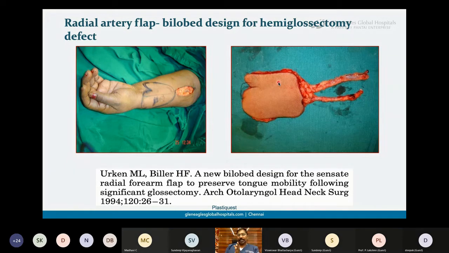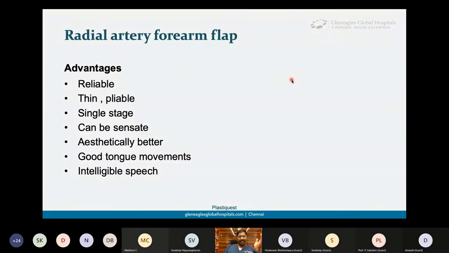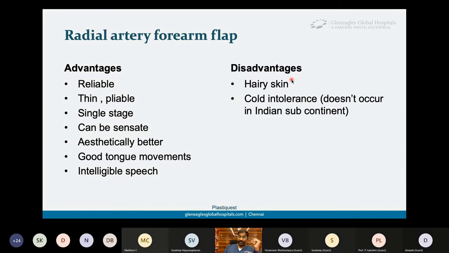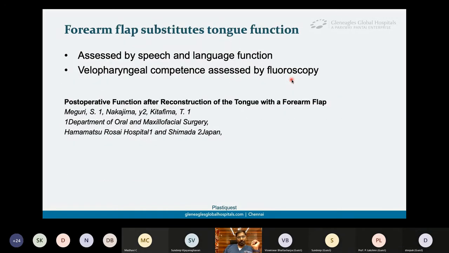This type is different when it's a right side or a left side. Suppose this flap is for a right hemiglossectomy defect. This part goes to the floor. This is the dorsum of the tongue. The radial artery flap has a lot of advantages: reliable, thin, single stage, sensate, aesthetically better, good tongue movements, and intelligible speech. The only disadvantage is hairy skin, but that also usually goes after some time because of contact with saliva, and cold intolerance is quite uncommon in our part of the world.